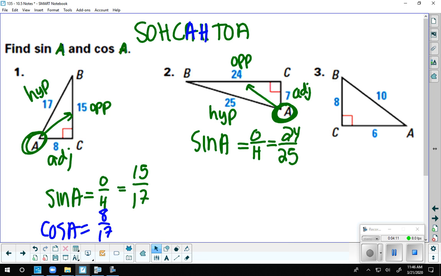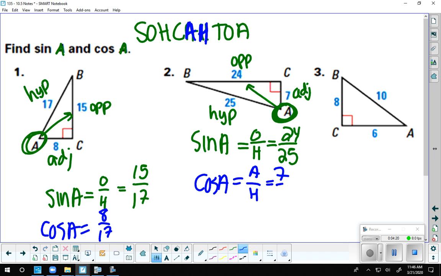And now let's find the cosine of A. Cosine of A is adjacent over hypotenuse. So my adjacent side is 7 and my hypotenuse is 25.